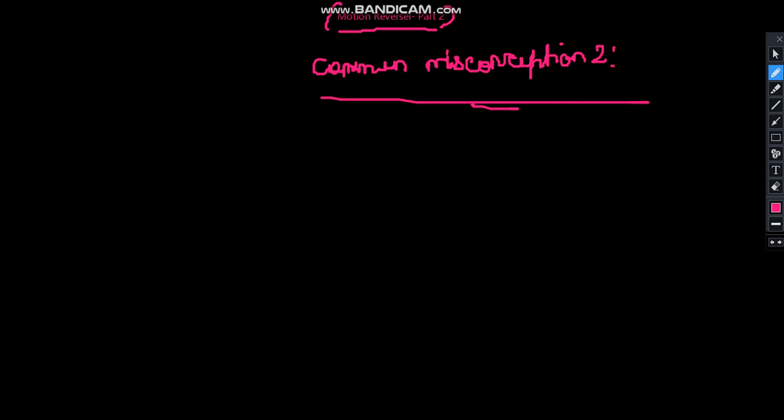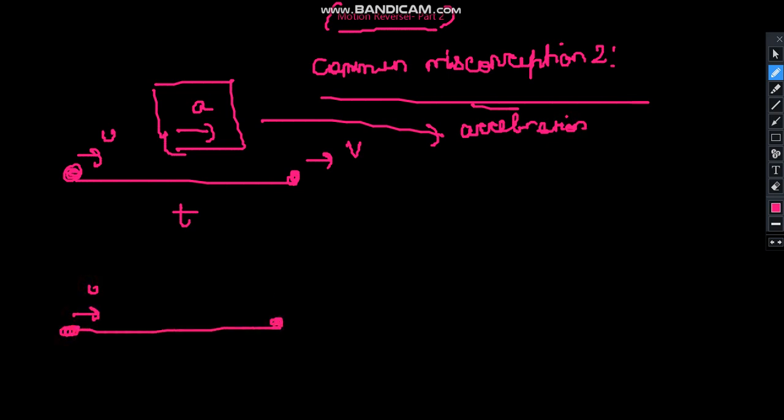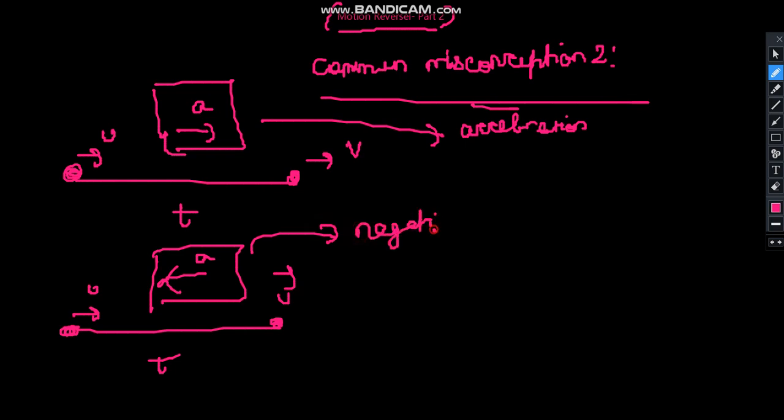Many people think that when an object is moving with some initial velocity u, and the final velocity is v, and the acceleration in time is like this, then this acceleration is like this, right? So they think that the acceleration is good. Fine. But what if the diagram here says u, same thing, v, t, and the acceleration is like this? They think this is negative acceleration. This is definitely negative acceleration.